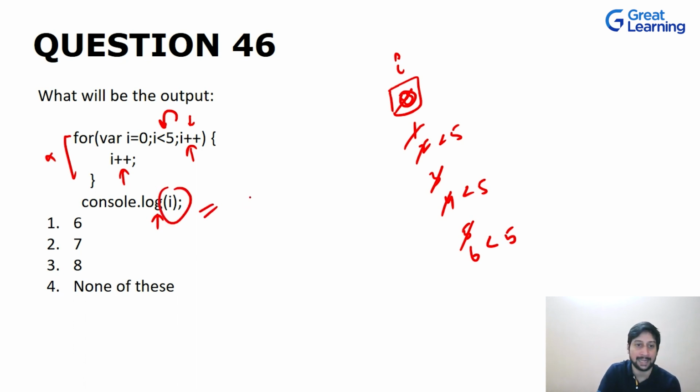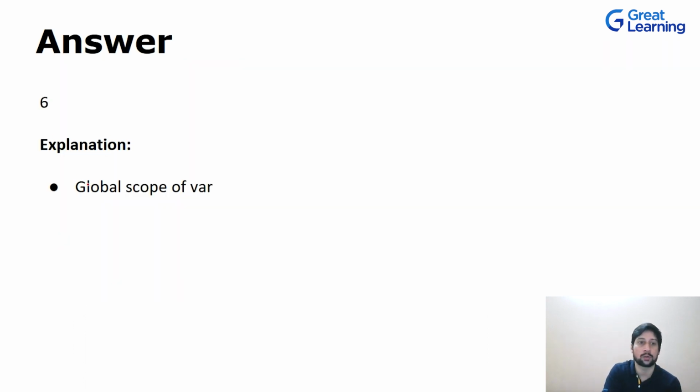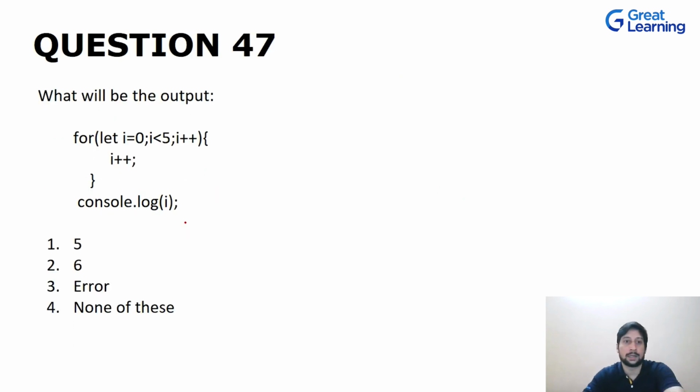which we absolutely can because of the var keyword that we have used to define this variable I. So the output will be, what is the value of I? It is currently 6. So the value of I is 6 and 6 will be our output because of the global scope of var. Now let's move on to the next question, which is the same thing, but this time around we are using a let keyword.